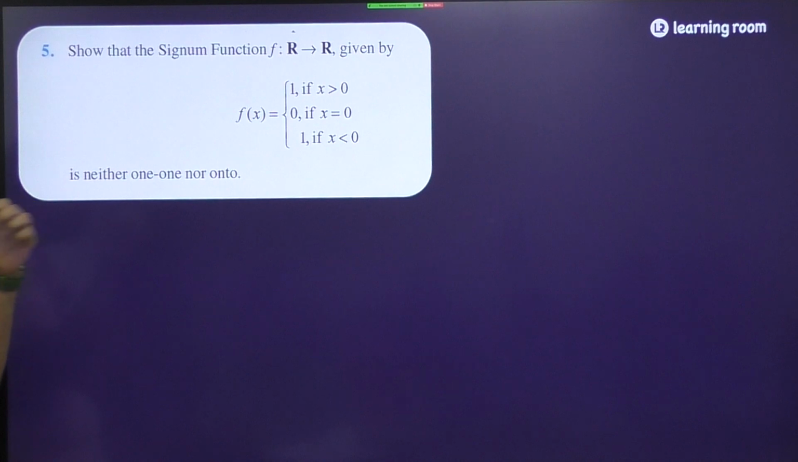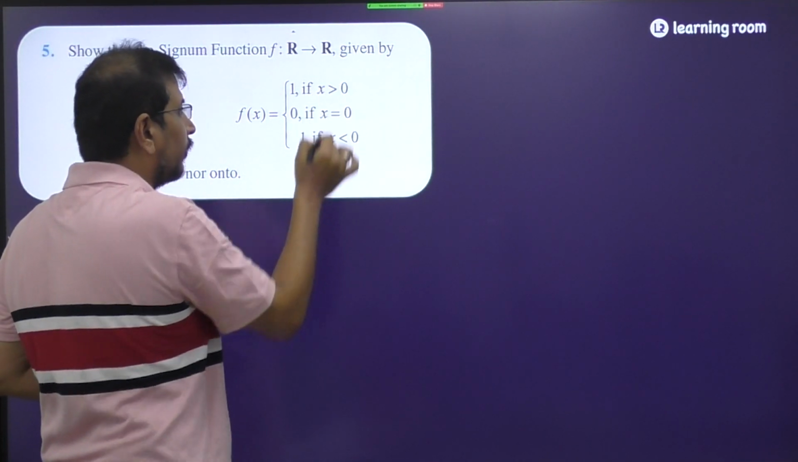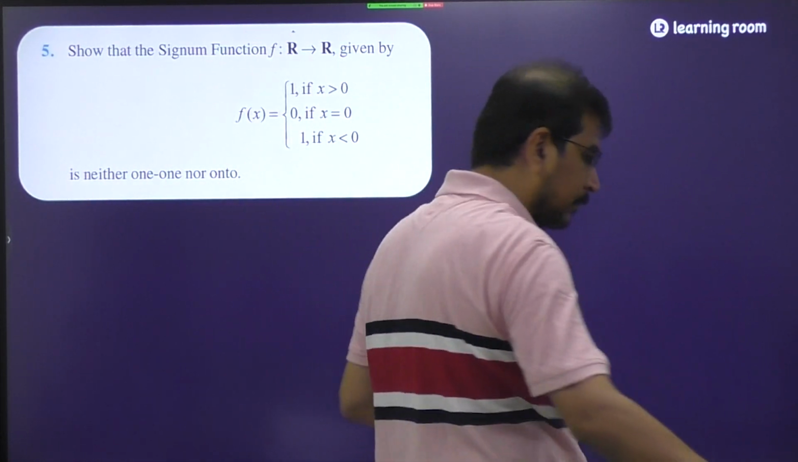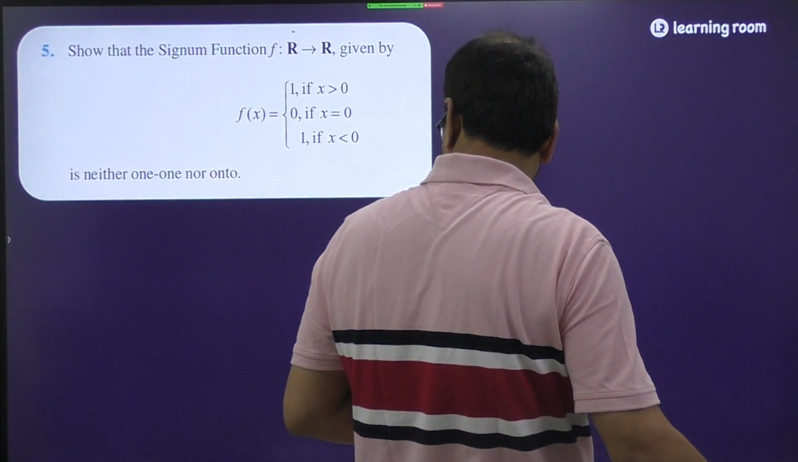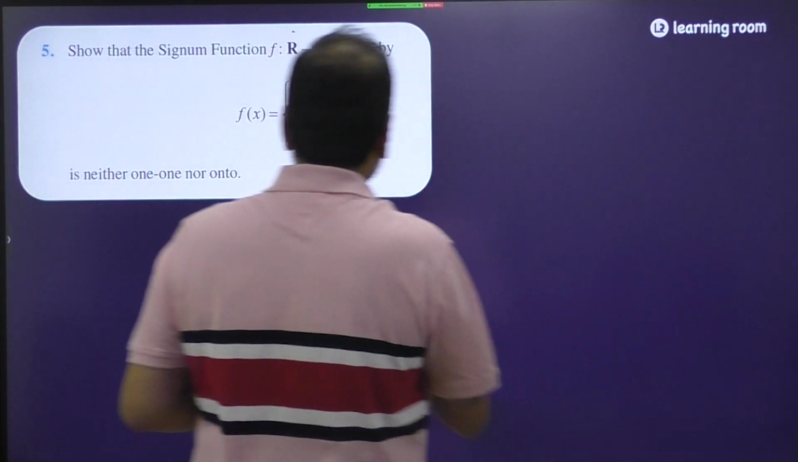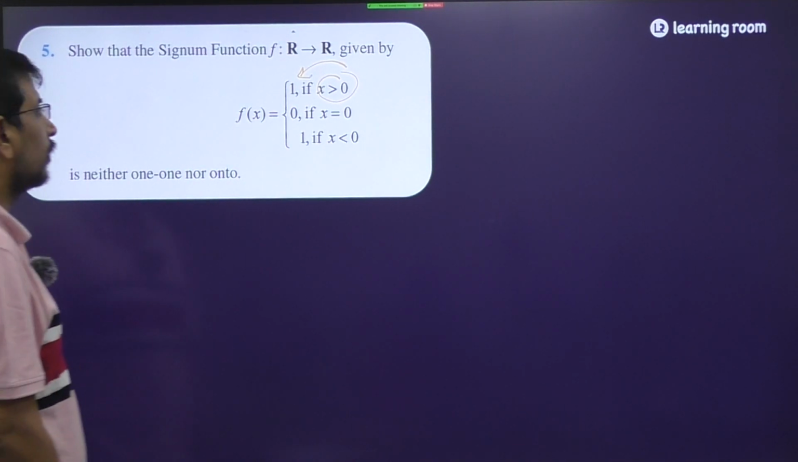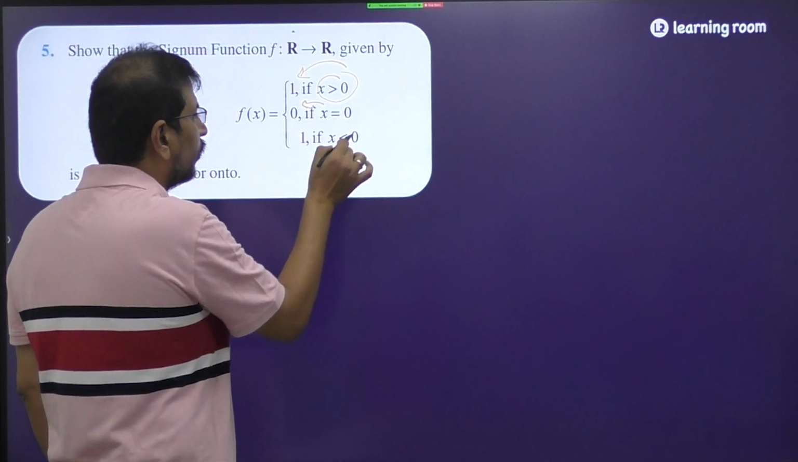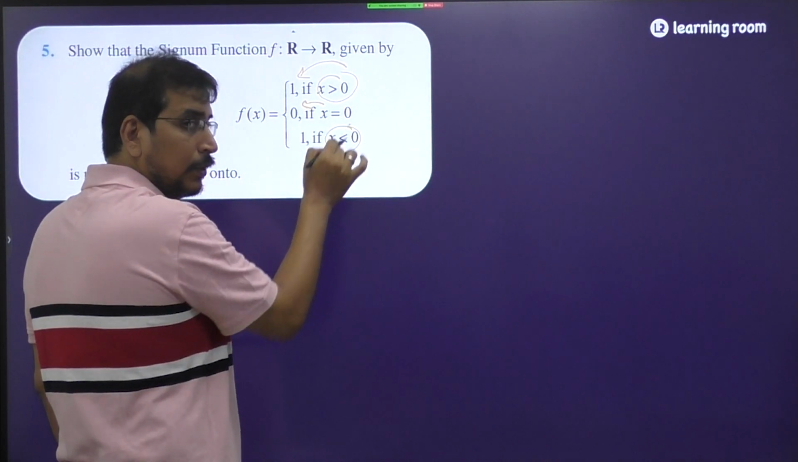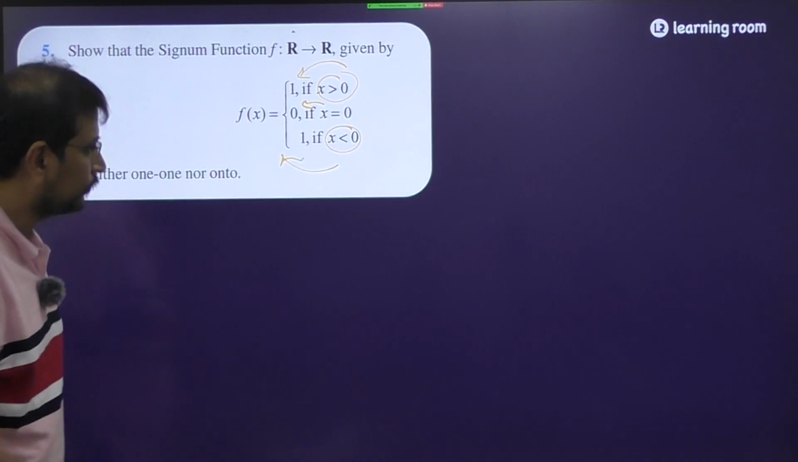It's a many to one function. Why? Because when you substitute any positive value of x, the answer is always going to be 1, right? When x is equal to 0, it is 0. When you substitute any negative value of x, the value is going to be 1 again. Actually, it should be minus 1. There's a mistake here.